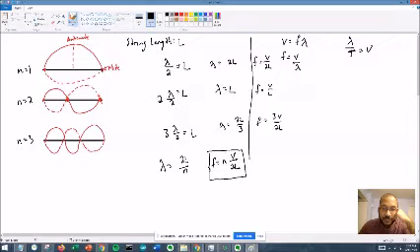So what is this equation saying? It's saying that for this fundamental frequency, you're going to get a frequency of V over 2L. The next highest pattern is just going to be double that frequency. The next highest pattern is going to be triple that frequency. So that's what you're hearing.